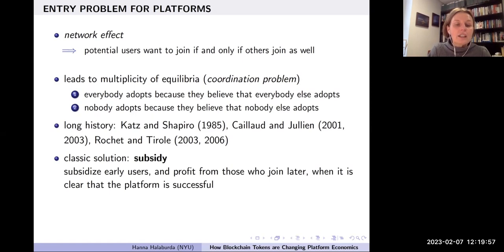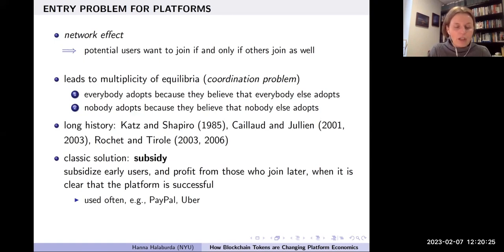And basically, it means subsidize early users and then profit from those who join later when it is clear that the platform is successful. Because you can charge high prices later when the platform is successful, it actually makes sense to subsidize early users so that they join and try your platform. So there are many examples of that strategy being used.